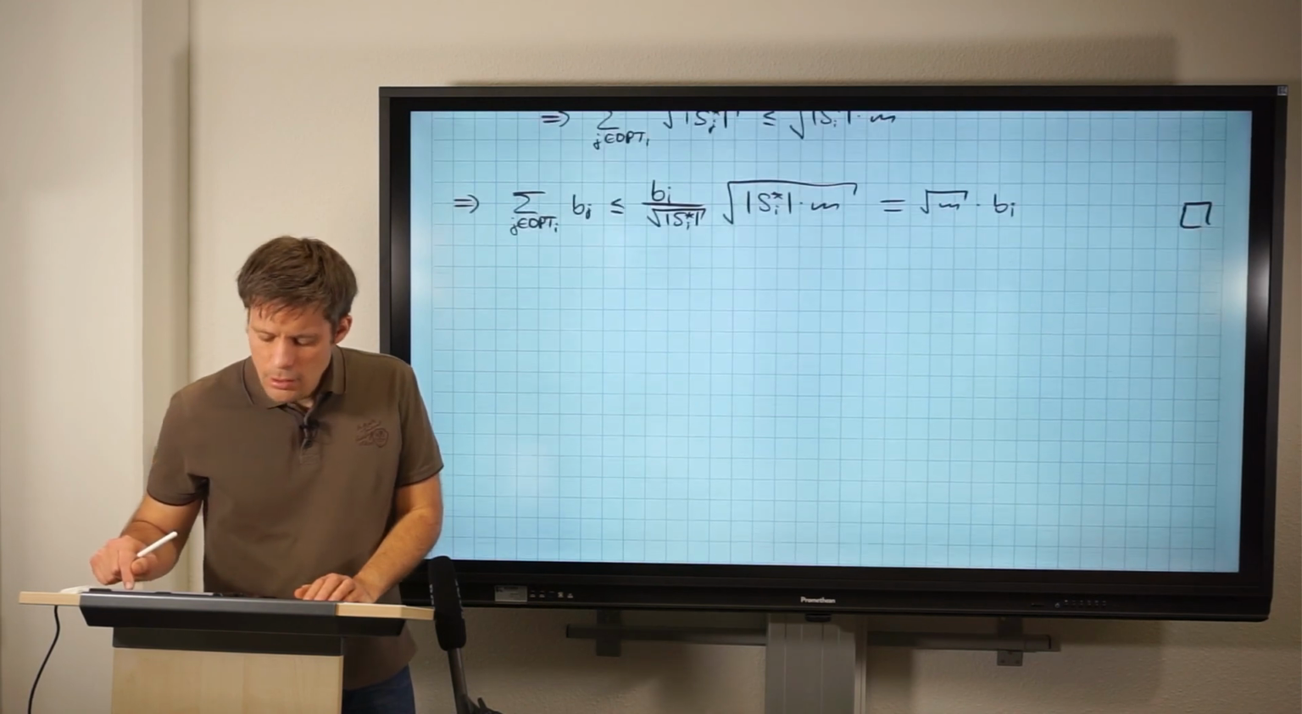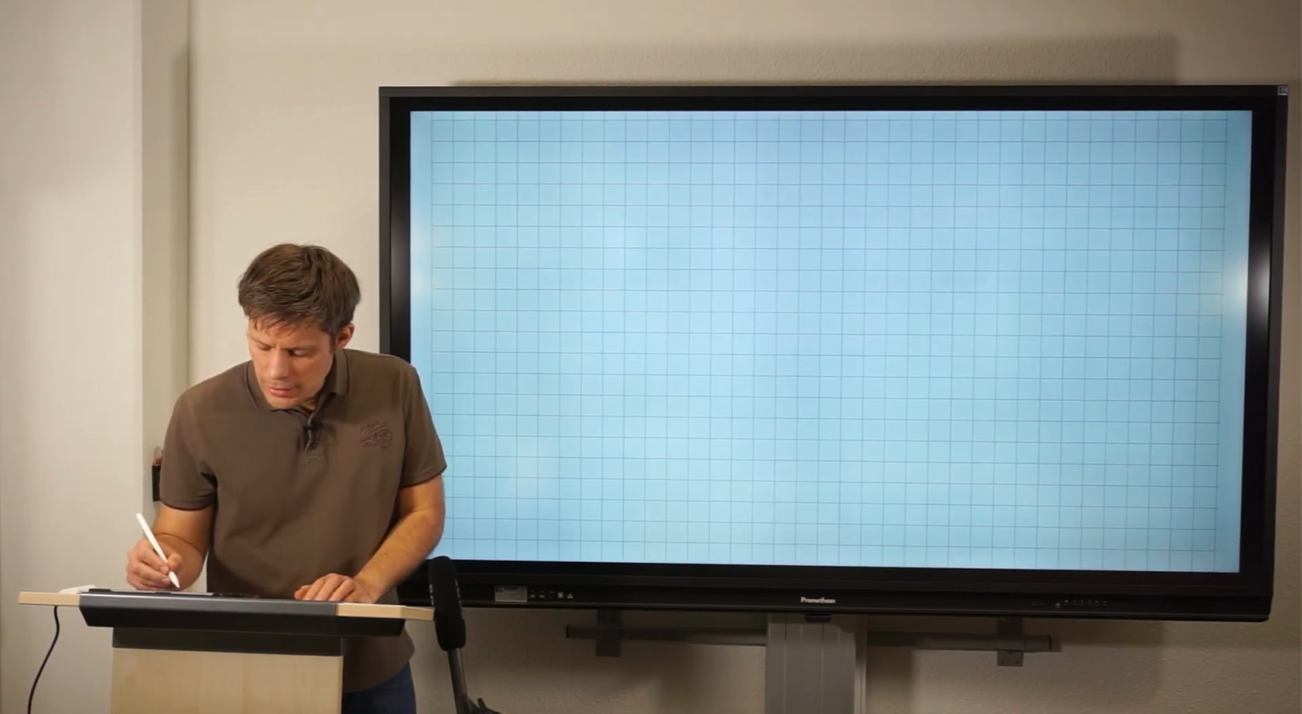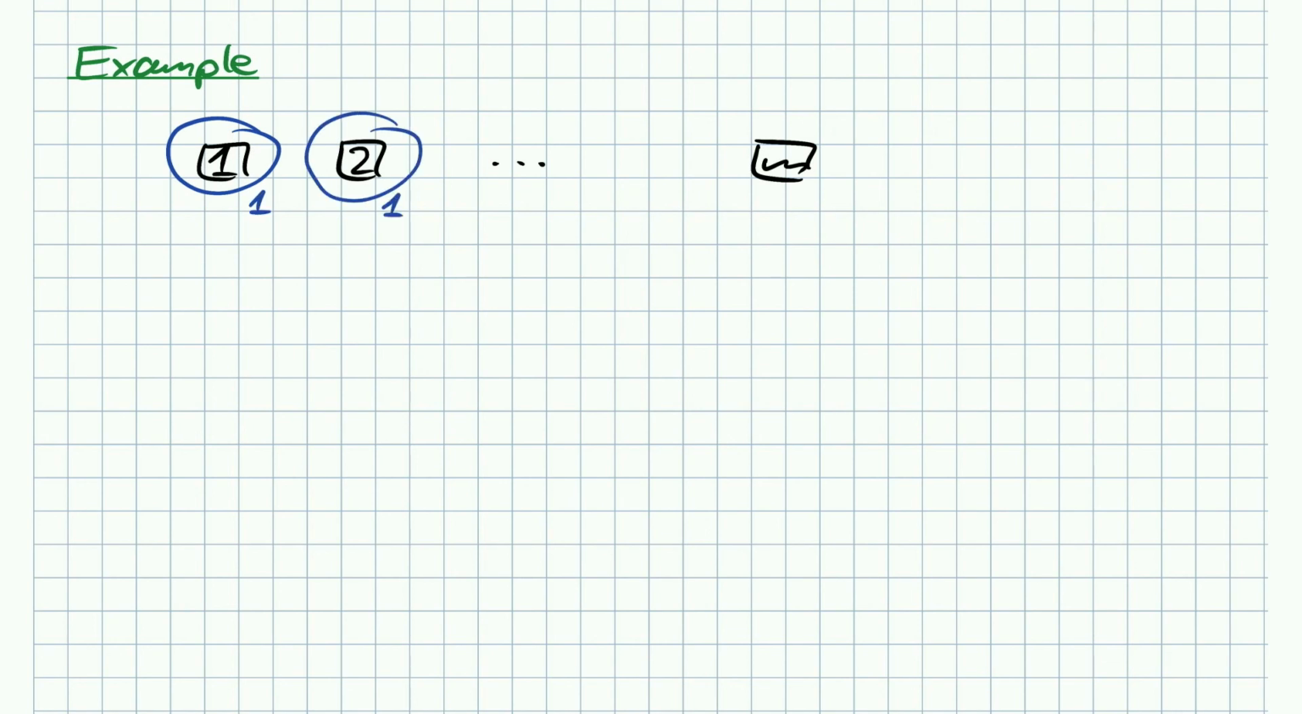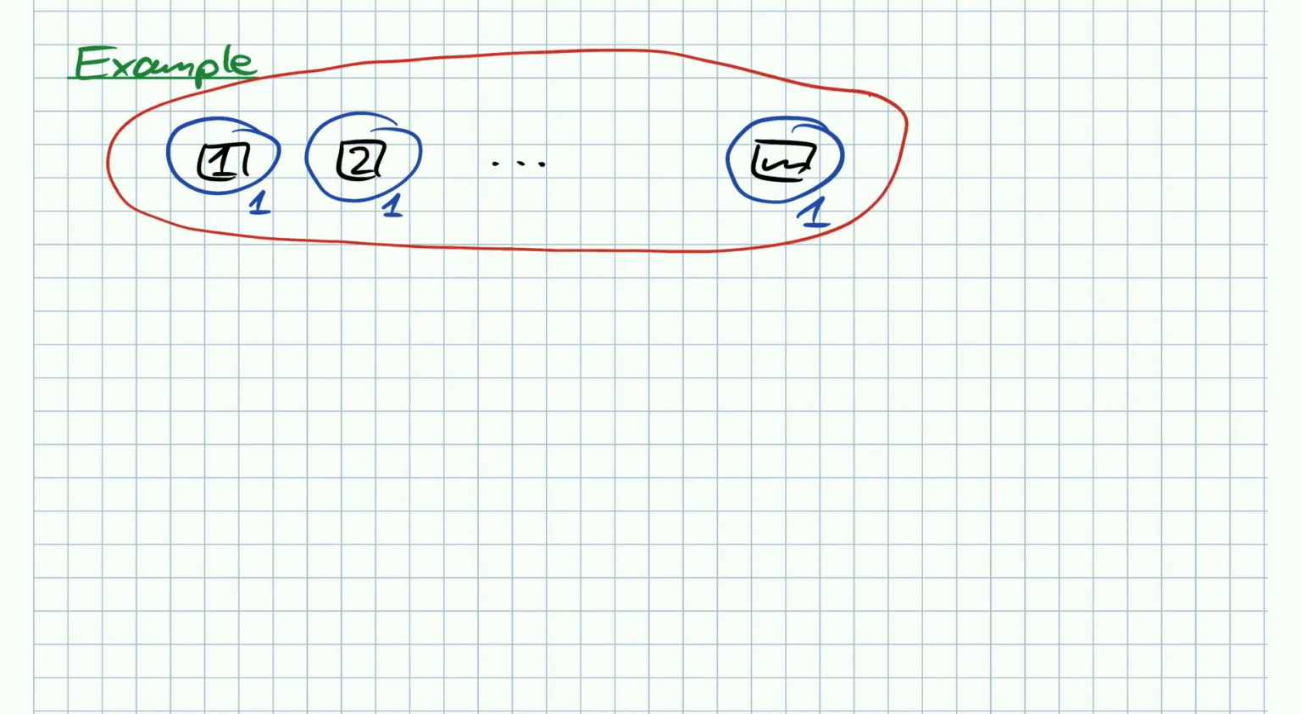Why that? Because the following thing can happen. You will now have m items, and again you have blue bidders who always have a value of 1 for each of the items. So each one of them has a value of 1 for their respective item, and then there's this other bidder who has a value of square root m plus epsilon for all items together.